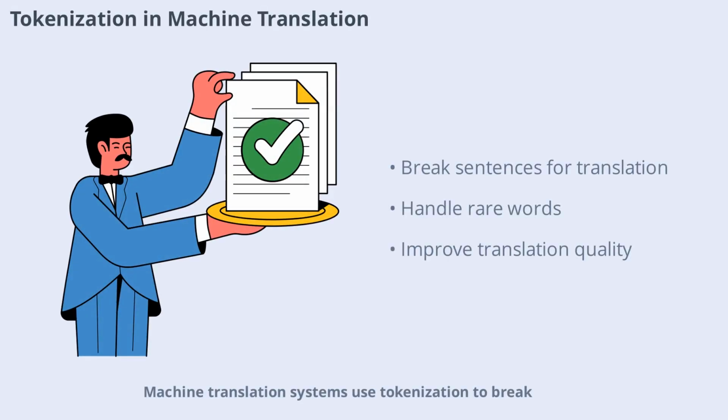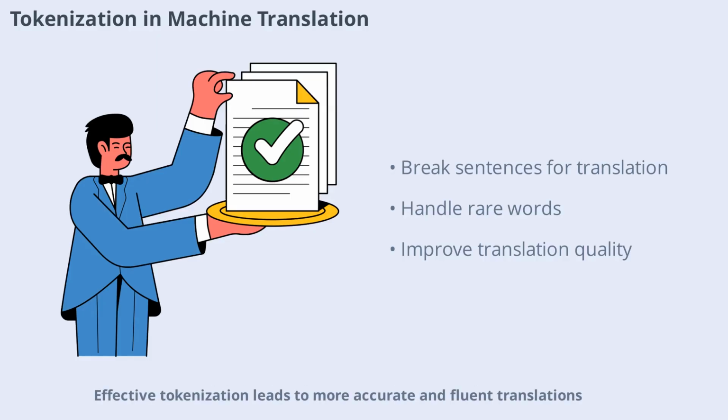Machine translation systems use tokenization to break down sentences before translating them into another language. By analyzing tokens, translation models can better understand sentence structure and meaning. Subword tokenization is especially useful here, as it helps handle rare or unknown words. Effective tokenization leads to more accurate and fluent translations.